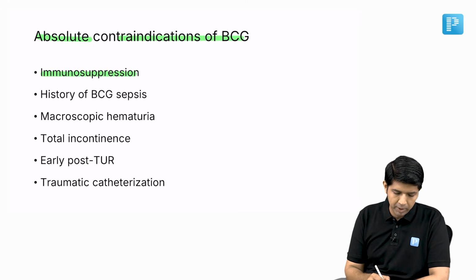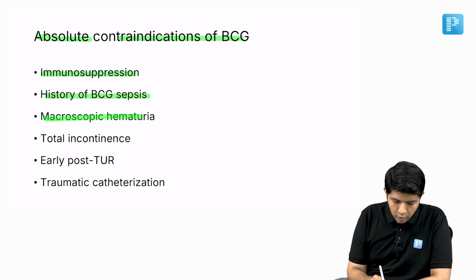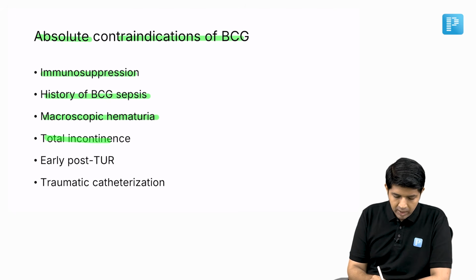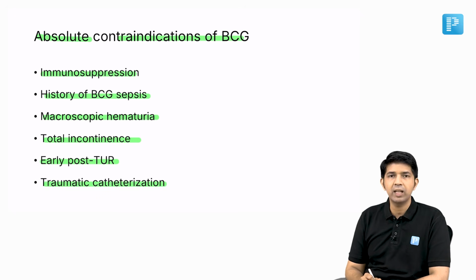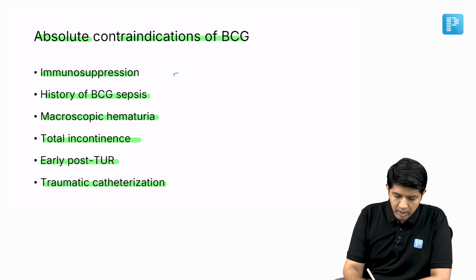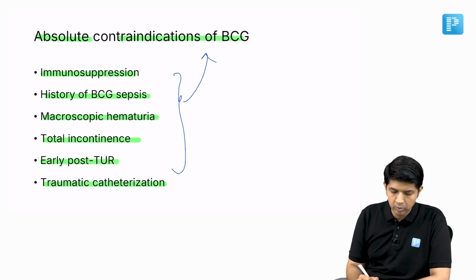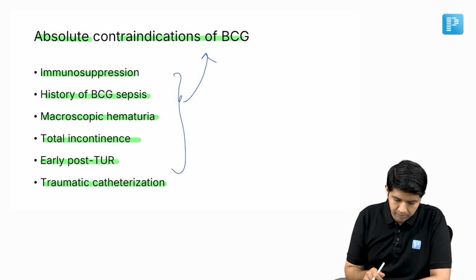If there is immunosuppression, if there is history of BCG sepsis, if there is macroscopic or gross hematuria, if there is a complete or a total incontinence, early post-TUR or traumatic catheterization, wherever you think there is a raw wound, better to avoid BCG. Okay.